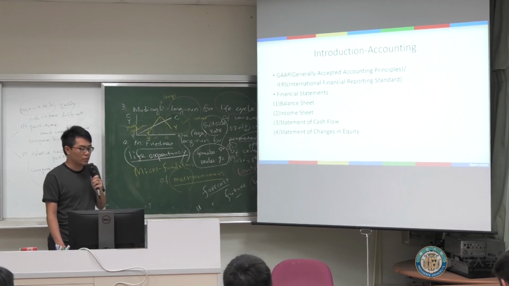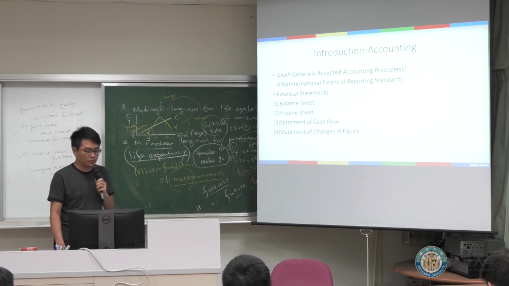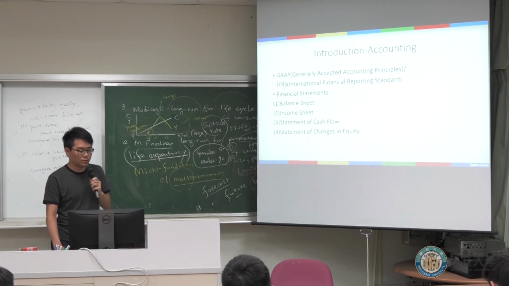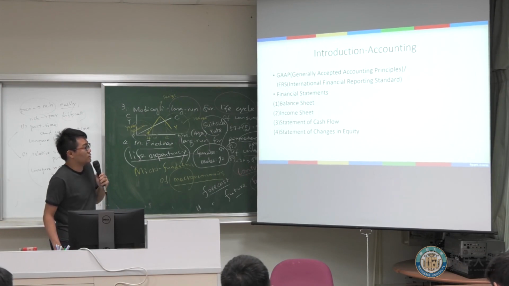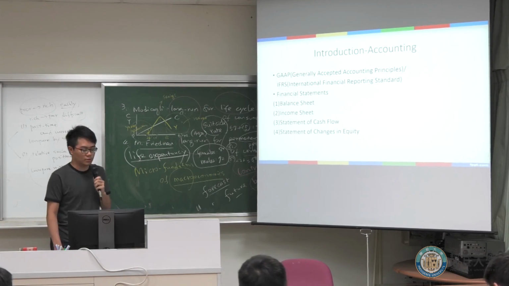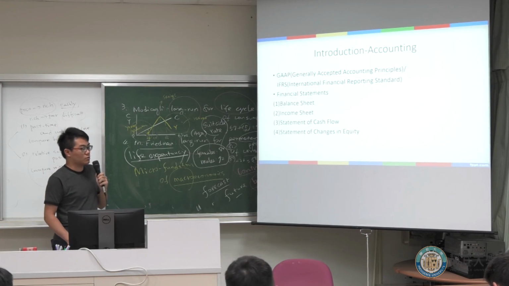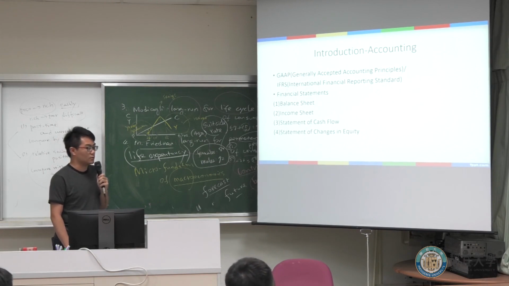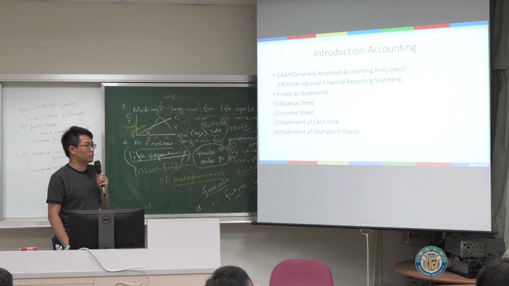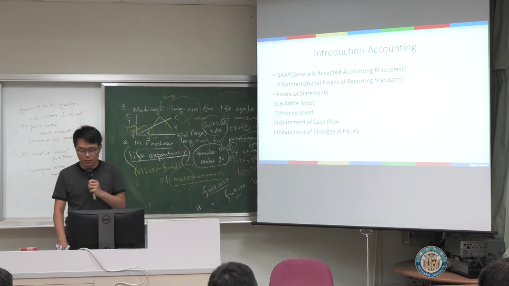With the regulation of GAAP, which stands for Generally Accepted Accounting Principles, that is used in America, and the regulations under IFRS, which stands for International Financial Reporting Standards, which is used in most countries, they regulate that there should be financial statements, and that includes the balance sheet, income statement, statement of cash flows, and the statement of changes in equity.